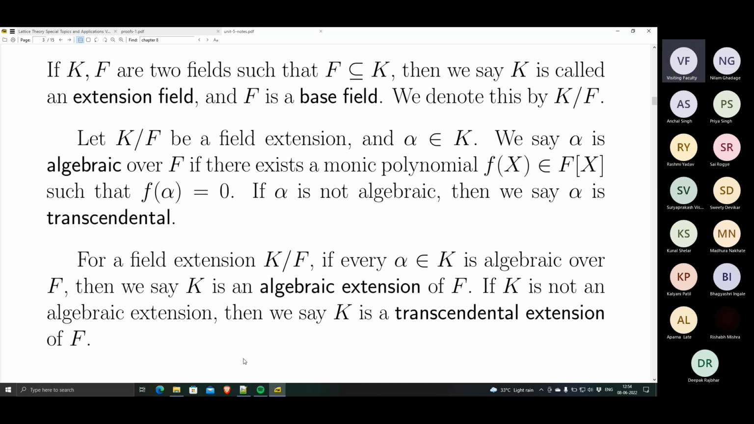So are the definitions clear? We did this last time. Just a recap. Yes. Okay. So yeah, just give me 1 second.